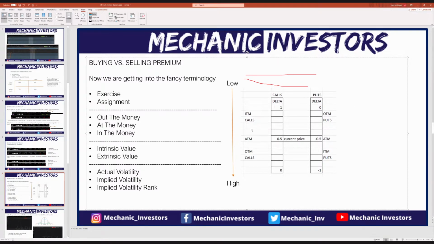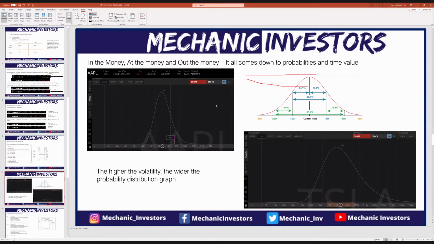We can come back. I think we talked about in the money, out of the money on the side, current price. So let's go on to the next slide. Okay. In the money, at the money, and out of the money, it all comes down to probabilities and time value.